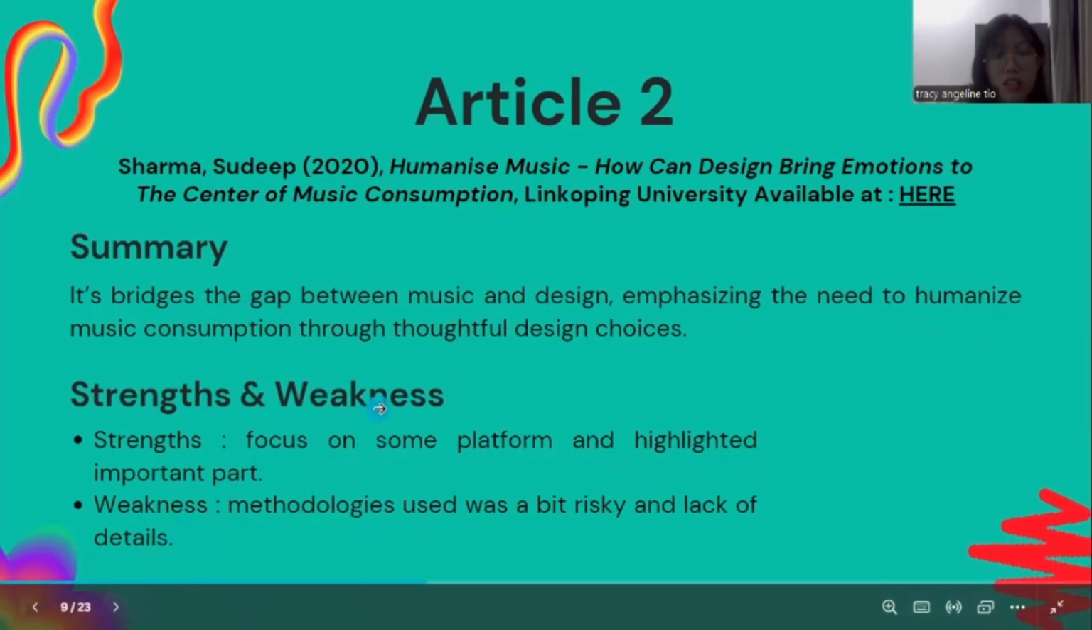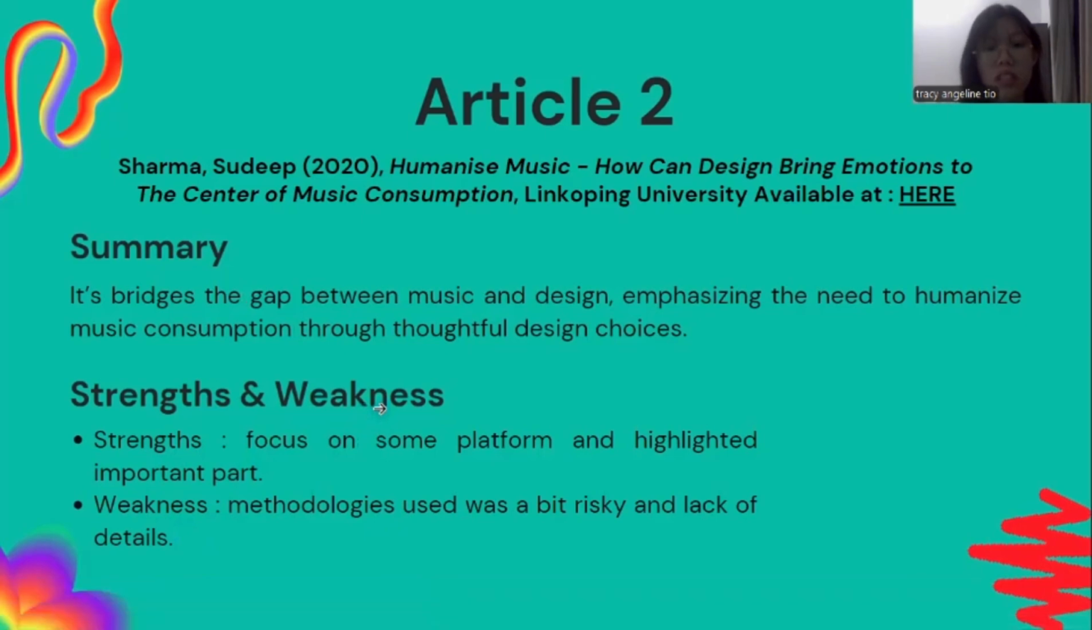The second article is by Sudeep Sarma, which is Humanized Music: How Can Design Bring Emotion to the Center of Music Consumption? This article bridged the gap between music and design, emphasizing the need to humanize music consumption through thoughtful design choices. The strengths of this article are that it focuses on some platforms and highlights some important parts, and the weakness is that the methodology used was a bit risky and lacked details.